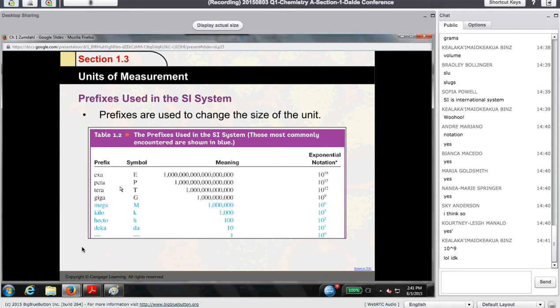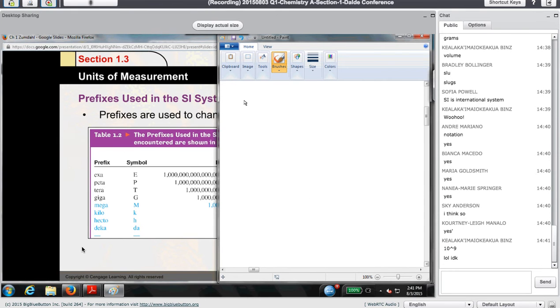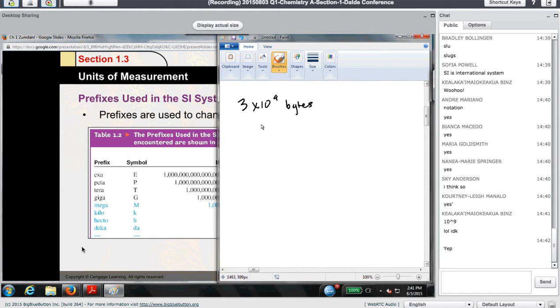Giga, mega, kilo, deca, those are kind of important. Got it? And so if I say I have 3 gigabytes, really what I mean is I have 3 times 10 to the 9th power bytes. Does that make sense? Because a gigabyte is a billion. That would be 1, 2, 3, 4, 5, 6, 7, 8, 9. That much. Instead of wanting to write out that big of a number, I simply convert it to 3 times 10 to the 9th power.